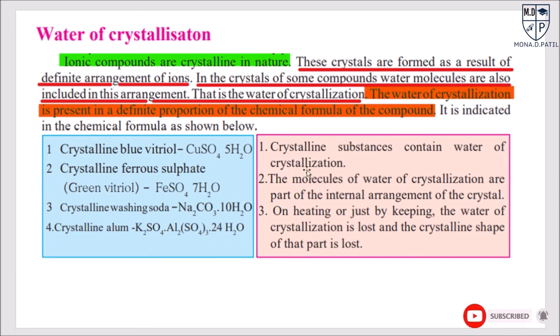So here crystalline substances contain water of crystallization. The molecules of water of crystallization are part of the internal arrangement of the crystal. On heating or just by keeping, the water of crystallization is lost and the crystalline shape of that part is lost.